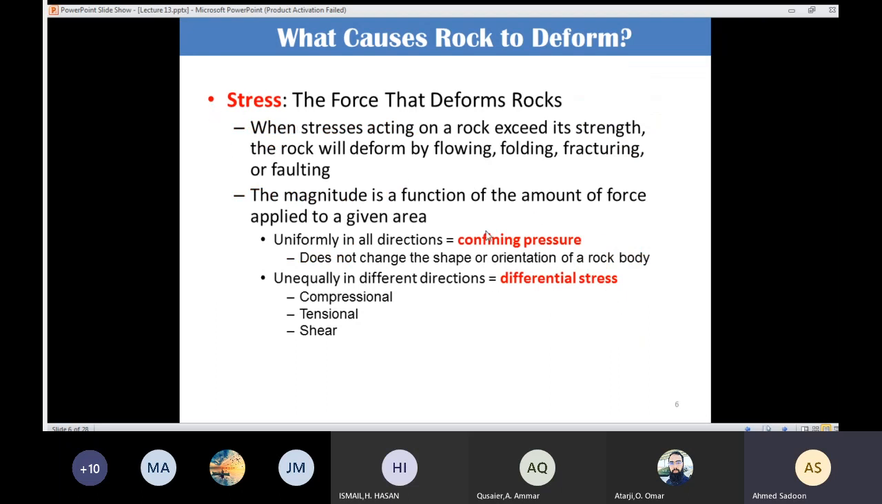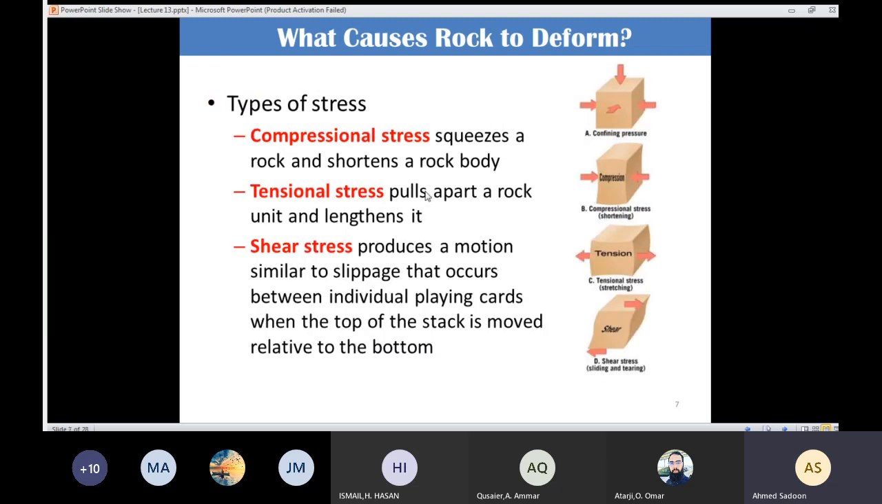So the stress could be confining or it could be differential. If it's equally distributed in all directions, we are going to say that we have confining pressure. If it's distributed unequally in different directions, then we are going to say that we are having differential stress. And the differential stress could be divided into three main categories: compressional differential stress, tensional differential stress, and shear differential stress.